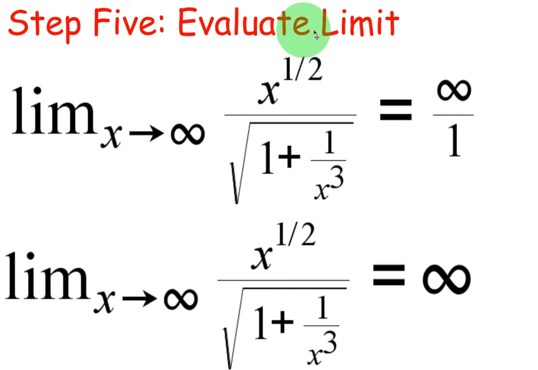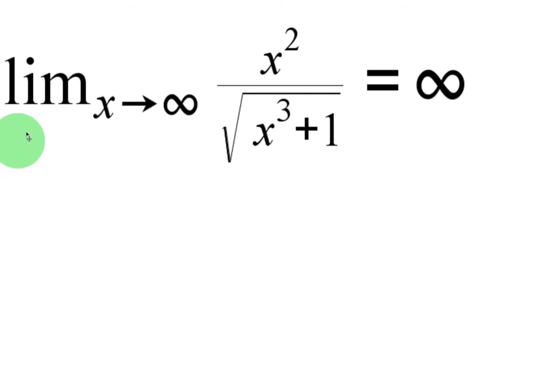So for step 5, we're going to evaluate the limit now. Infinity divided by 1, yes, that's actually infinity. Again, just take 1 trillion. That's a really big number. Divide by 1. You're still going to get 1 trillion back. So final answer: the limit as x approaches infinity of x to the 1/2 over the square root of 1 plus 1 over x cubed is equal to infinity. Oh, sorry, I should probably write the original one out, right? The original question was the limit as x approaches infinity of x squared over the square root of x cubed plus 1 is equal to infinity.